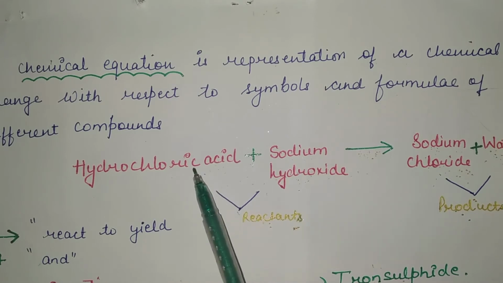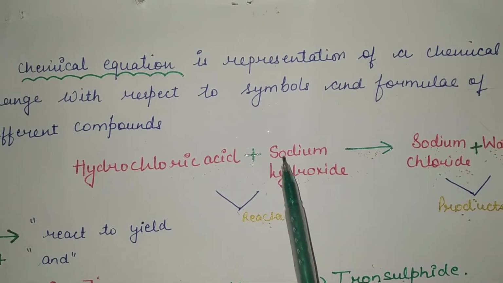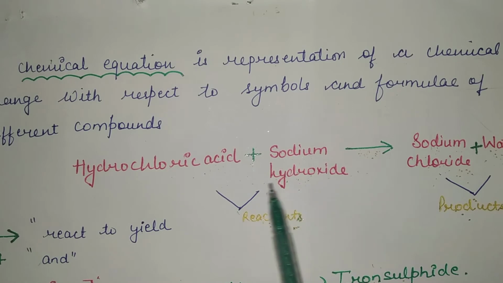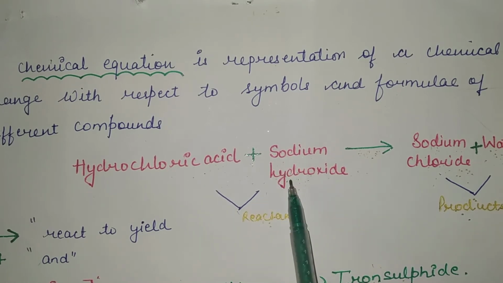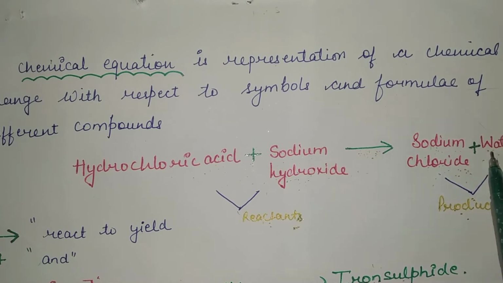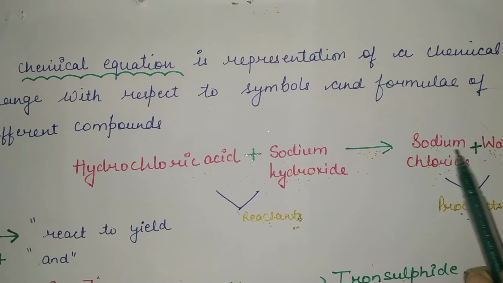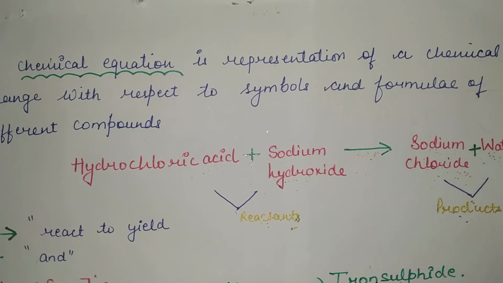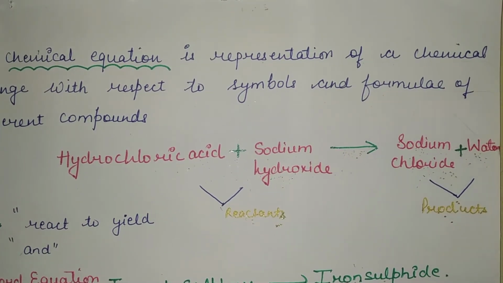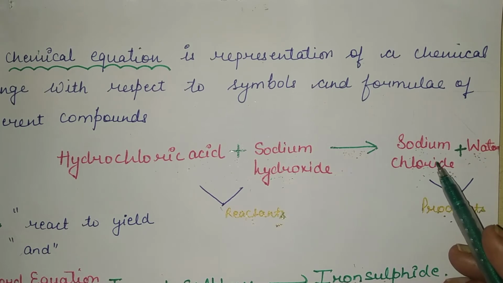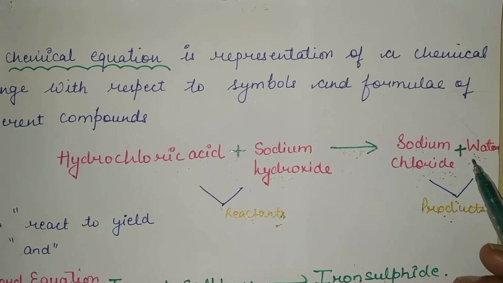Therefore, these are called the reactants. So what are reactants? Reactants are the substances that are taking part in the chemical reaction. Whereas these two substances are formed in this chemical reaction, that's why these are called the products. Or you can say the new substances that are formed in the chemical reaction are called the products.